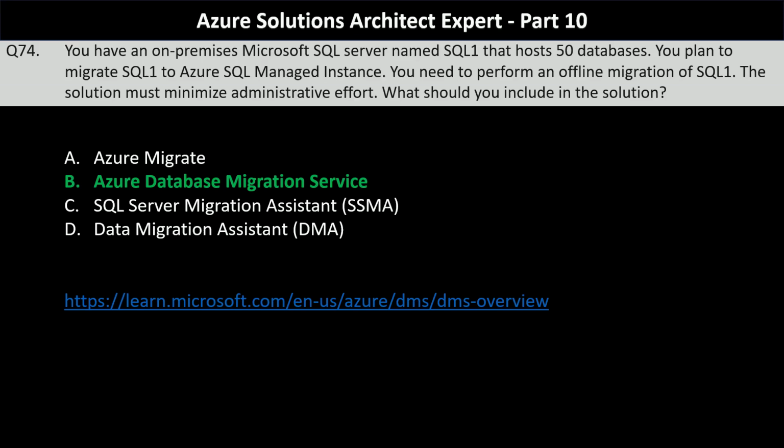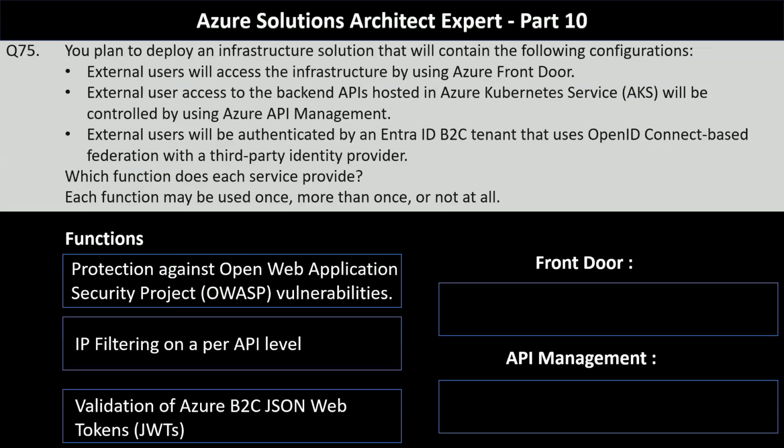Let's look at question number 75. You plan to deploy an infrastructure solution that will contain the following configurations. External users will access the infrastructure by using Azure Front Door. External user access to the backend APIs hosted in Azure Kubernetes Service will be controlled by using Azure API Management. External users will be authenticated by an Entra ID B2C tenant that uses OpenID Connect-based federation with a third-party identity provider. Which function does each service provide?